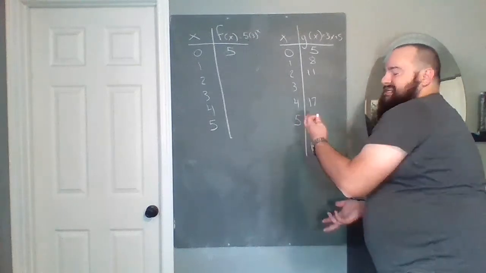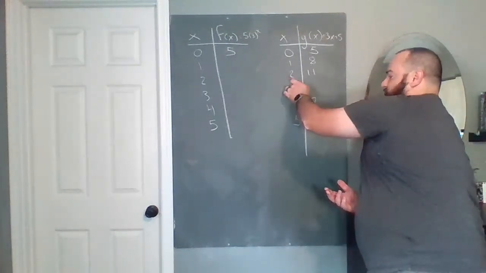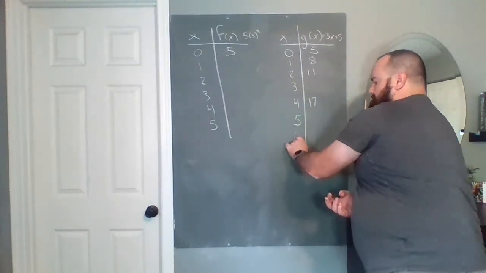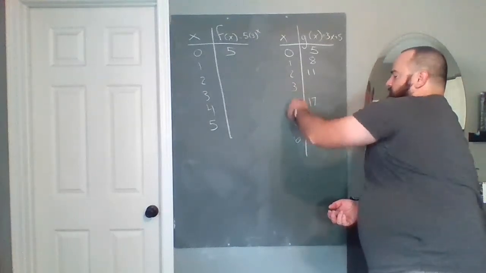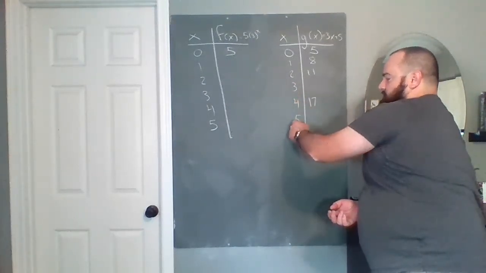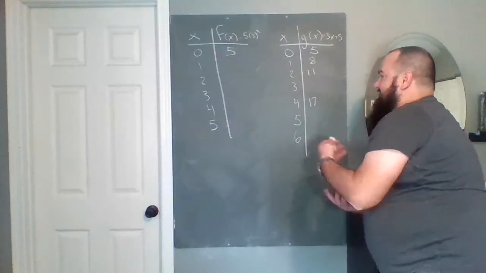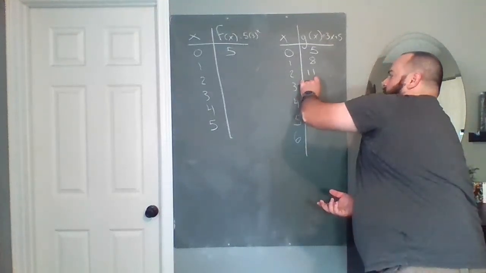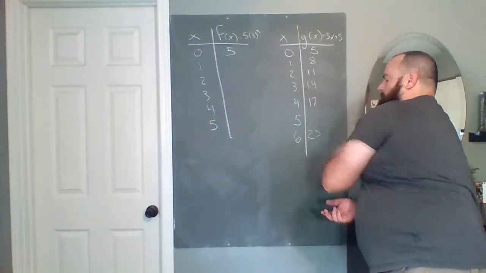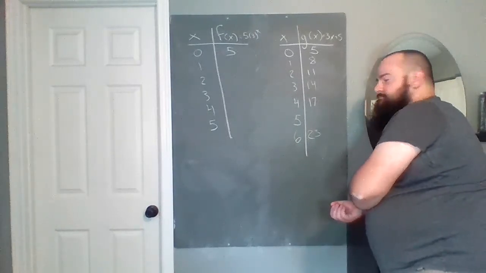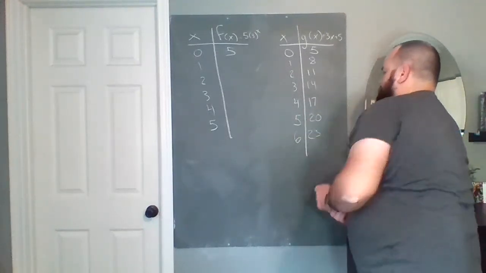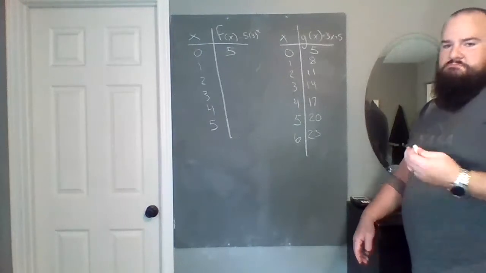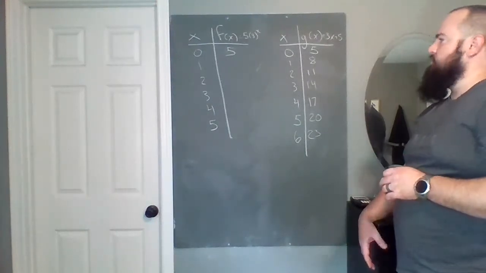We do the same thing with any jump, right, from anywhere. What if I want to jump from 3 to 6? Well, to jump from 3 to 6, I add 3 one, two, three times, which means I need to add 9. So it's 23. Okay? So that's pretty easy, right? Pretty cool.